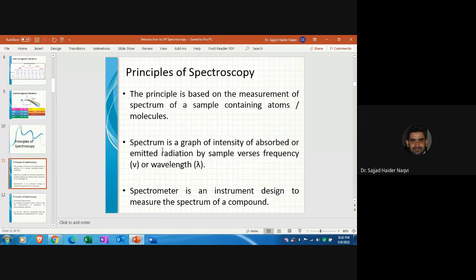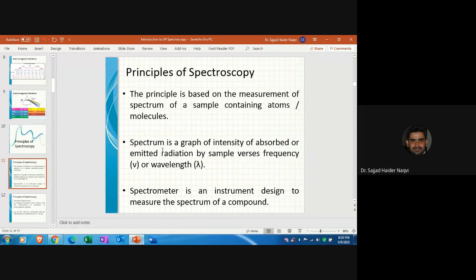So the basic principle is that you have got a sample, and that sample would have some compounds in it in the form of atoms or the molecules. And we are interested in measuring the spectrum of that particular sample. So a spectrum is being defined as a graph, and this is a graph of intensity of absorbed or emitted radiation by the sample versus the frequency or the wavelength.